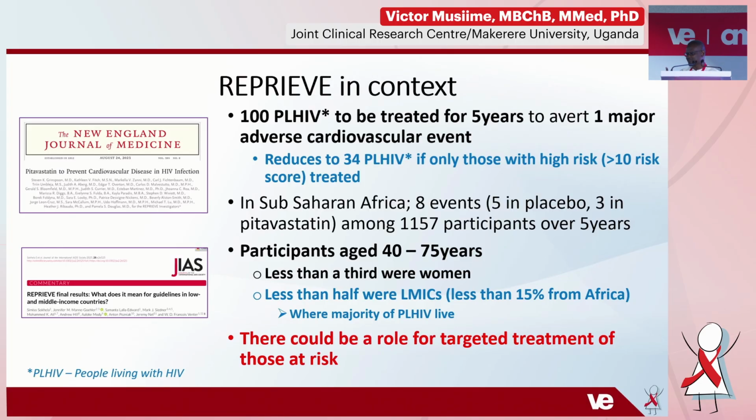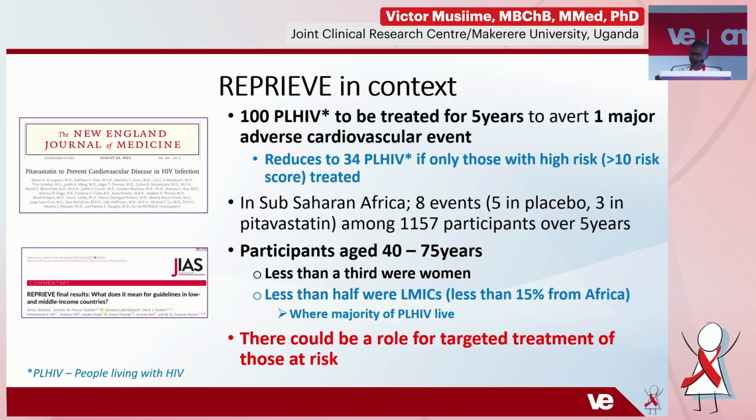Now, let's look at Reprieve in context. When you look at the results of Reprieve, 100 people needed to be treated for 5 years to avoid one major cardiovascular event. 5 years, 100 people. But looking at it closely, if you looked at only those with extra risk, a risk of over 10, that number reduces to 34.